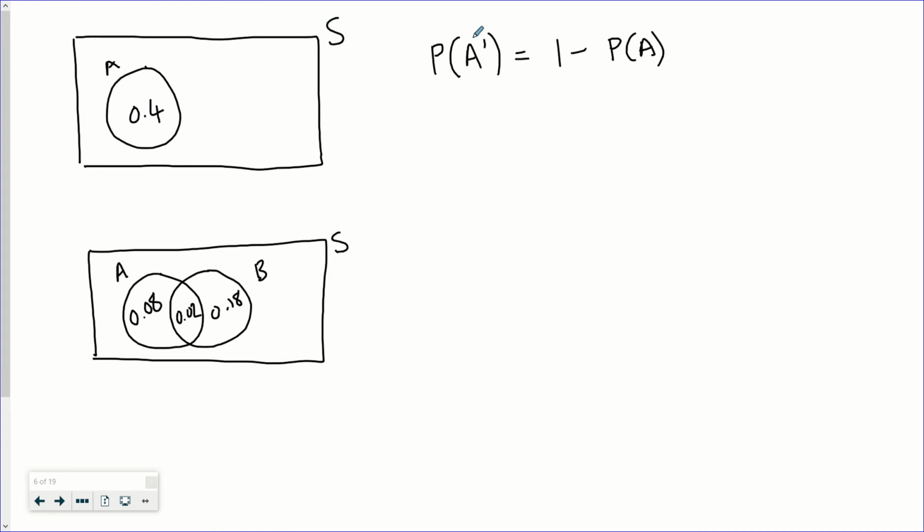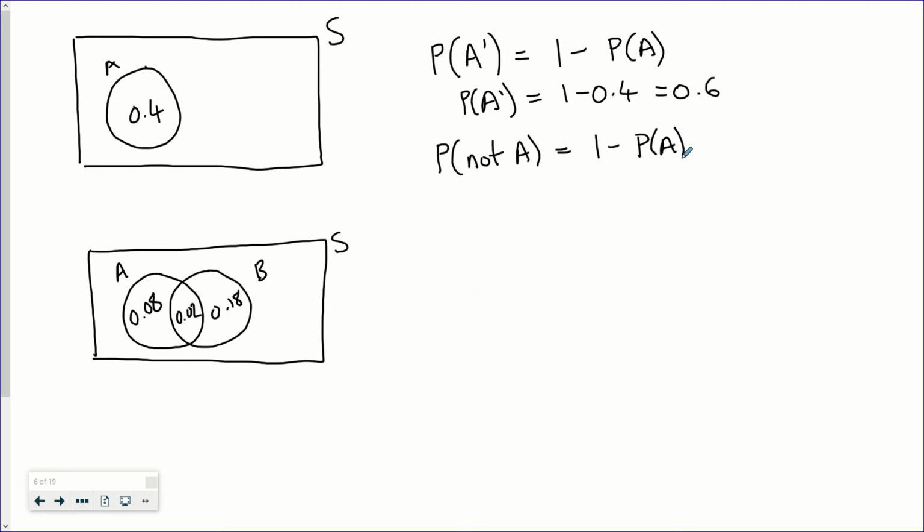So we want to work out the probability of not being in the A circle. So we know that that probability must be 0.6. So in this example we would do probability of A dashed is 1 minus 0.4, which is 0.6. And that's basically using the fact that probabilities add up to 1. In words, you could write that as the probability of not A is 1 minus the probability of A.